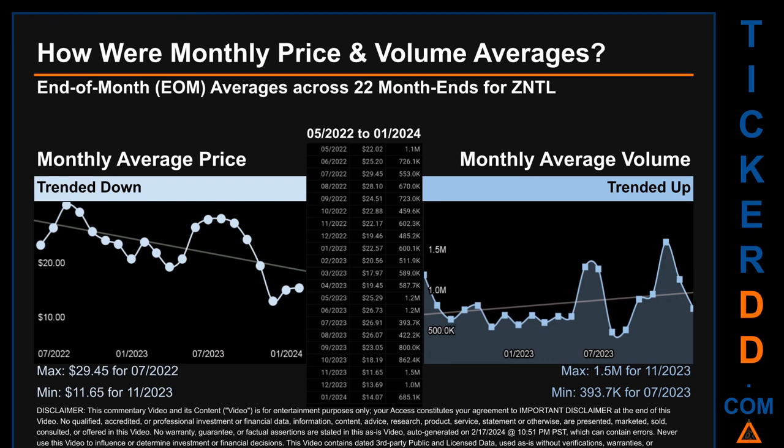The maximum end-of-month average price was $29.45 for 07/2022 while the minimum was $11.65 for 11/2023. Looking at volume, 11/2023 and 07/2023 respectively saw the highest and lowest monthly average volume at 1.5 million and 393.7 thousand.